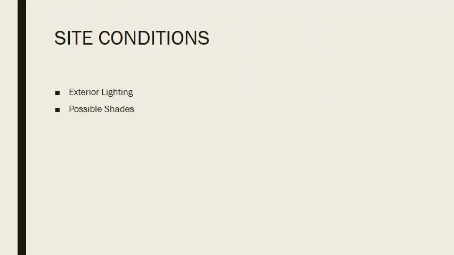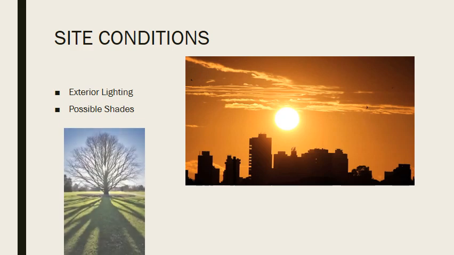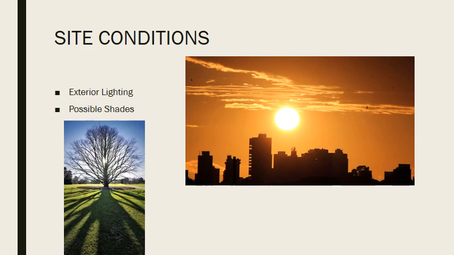The first component to evaluate within the energy system is the site conditions, where we take into account things such as exterior lighting, such as where the sun comes out in the morning and where it goes down at night. Also, possible shade that may be generated from different elements in the surroundings.